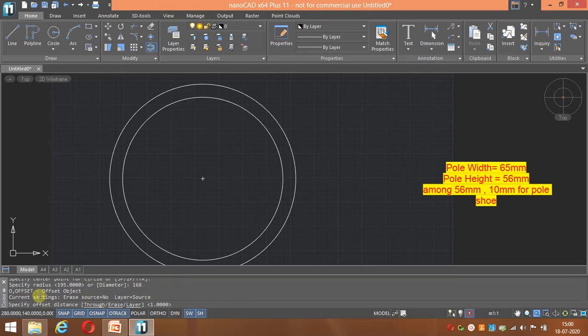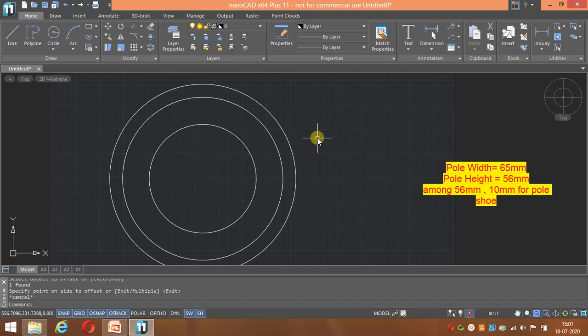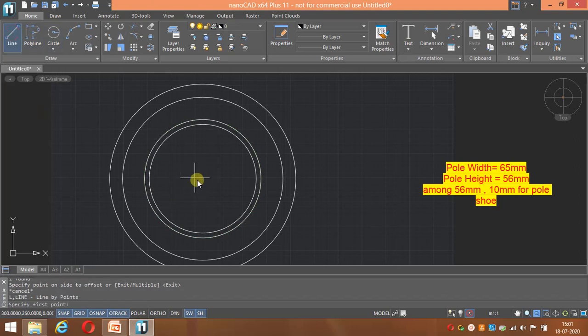Okay, offset, and the offset distance should be equal to the pole height, that is 56, and from here to here it is 56. As I already said, the pole height is given, it is 56 mm, including the pole shoe. So let me consider that among the 56, 10 mm is the height for the pole shoe. So again I will go with an offset, the distance is 10 mm, and from here to here it is 10. So let me draw the central axis, and then the vertical axis.